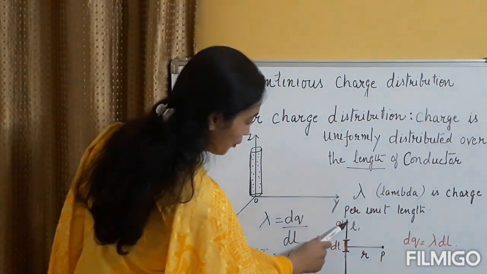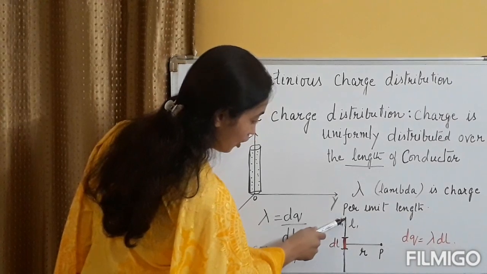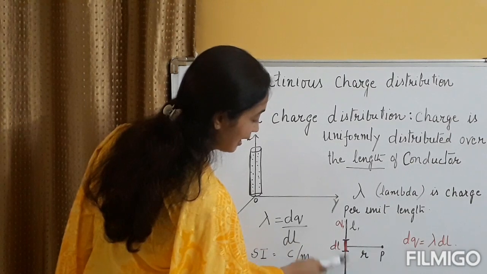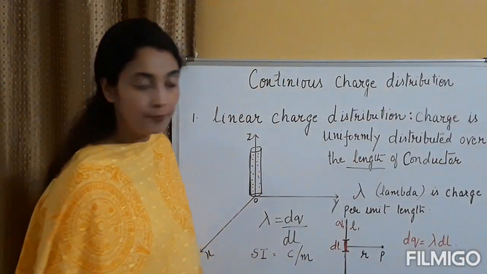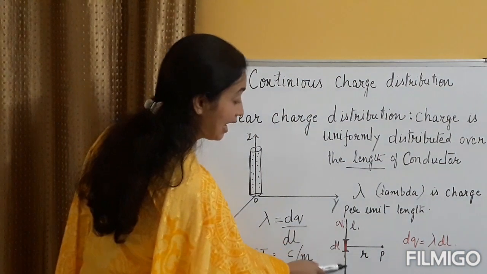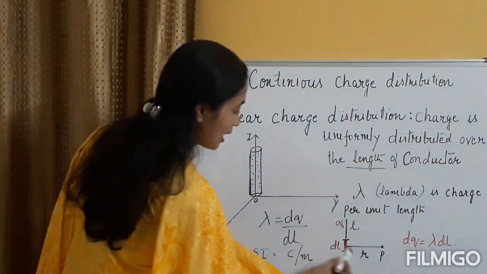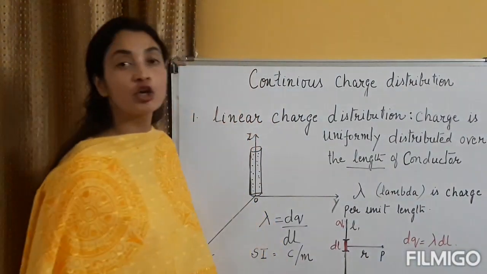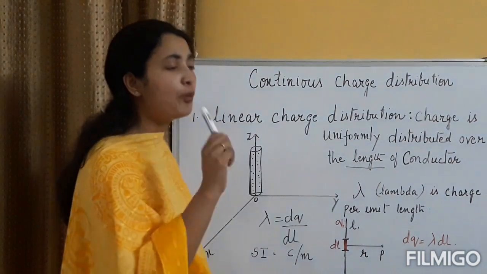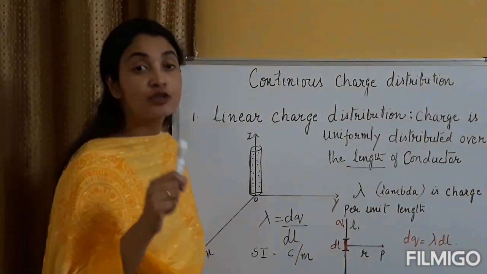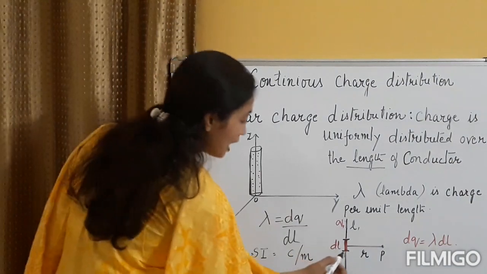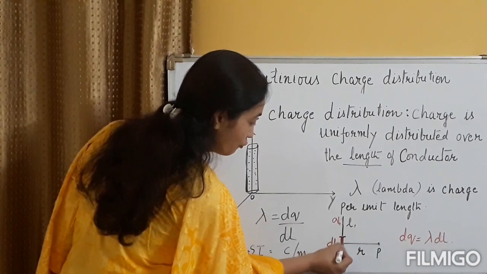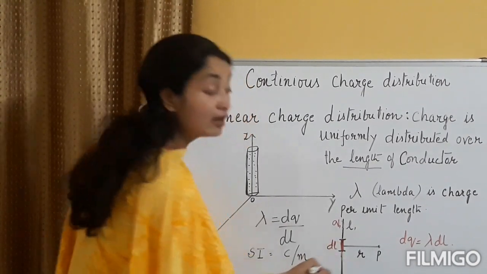Suppose I have a conductor of length L, and over this complete length L, charge Q is distributed. Q charge is over the entire length of the conductor. We have an observation point P at a distance r from the center of the length of the conductor. Suppose we are interested in finding the electric field over here, then we have to consider a small length of the conductor. We have total length L, out of which we have considered a small length of the conductor, dl.